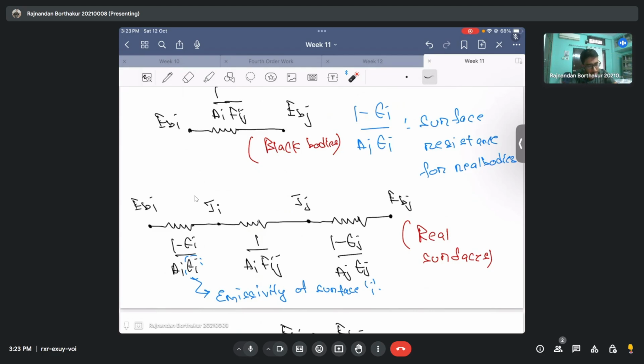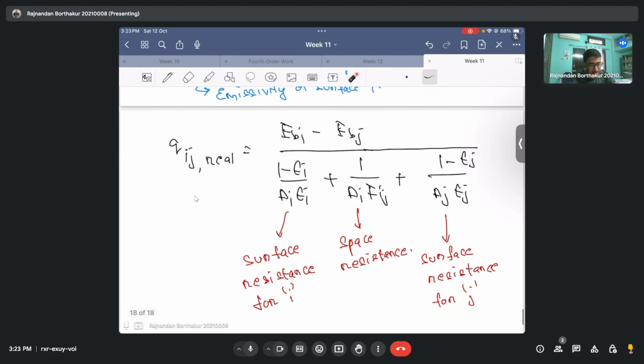And the second is nothing but the surface resistance, which comes into the picture because the radiosity is no longer equal to the emissive power for a real surface. This in turn results in an extra resistance, which we call the surface resistance, written in terms of the emissivity, epsilon. So this is the typical radiation network for a real surface.